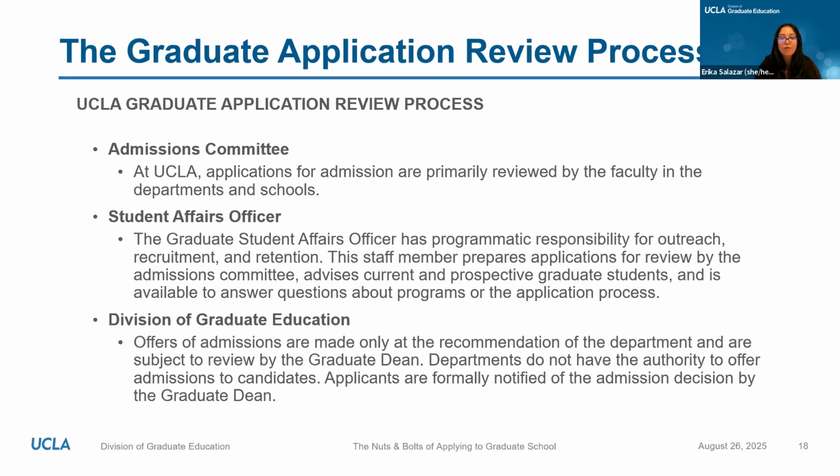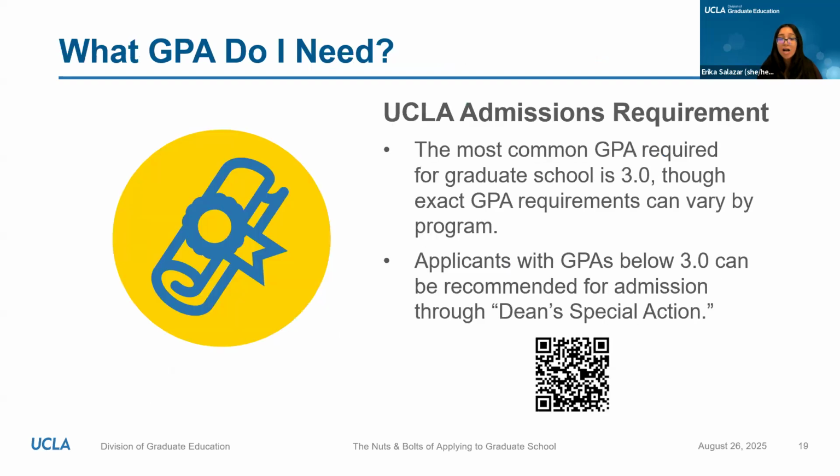Offers of admission are made only at the recommendation of the department and are subject to review by the graduate dean. Departments do not have the authority to offer admission to candidates. Applicants are formally notified of admission decisions by the graduate dean. So this is how the graduate application review process works at UCLA. Again, this may vary depending on the institution that you're interested in, so I highly recommend, once again, checking in with those graduate programs to make sure that you understand their review process. A common question that we get is, what GPA do I need?